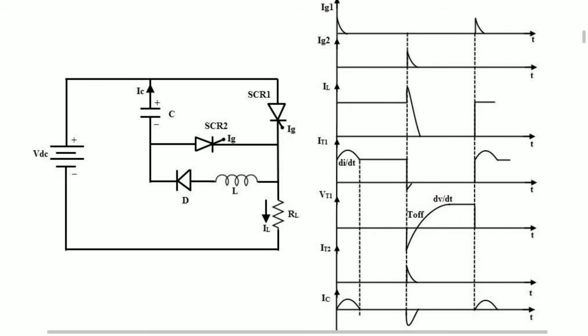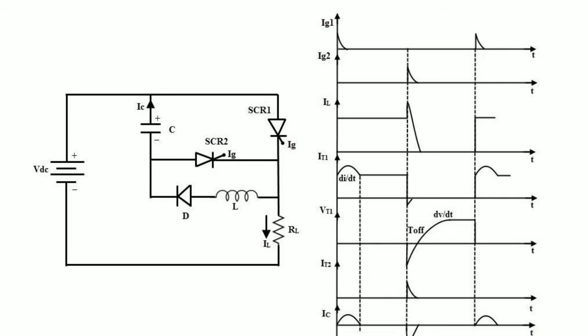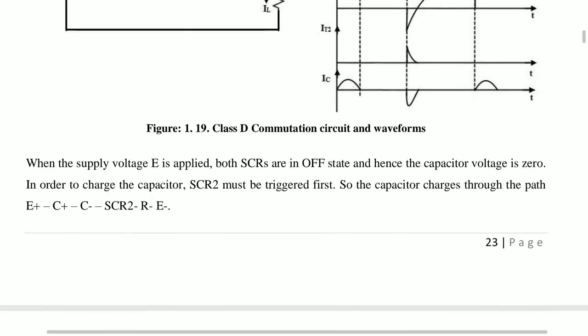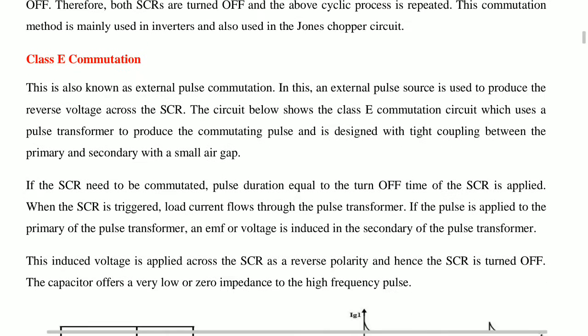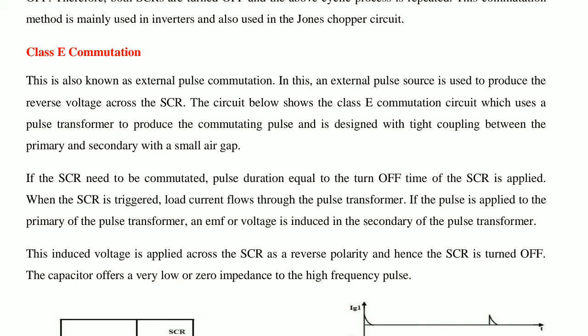So if you compare the description with the waveforms, you will get the complete mechanism, or we can say the complete working principle, of class D commutation. We will move forward to the next type of force commutation, that is class E commutation. We will see its theory first. This is known as external pulse commutation. In class E commutation we provide an external pulse using a pulse transformer.